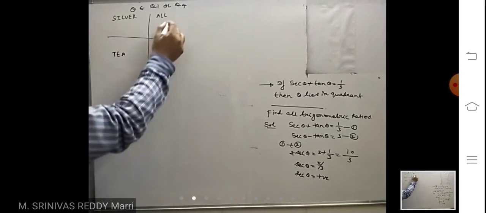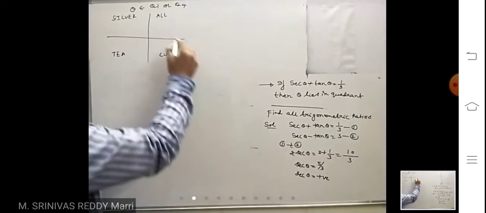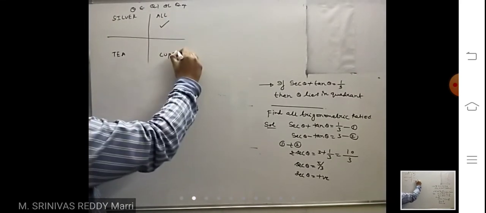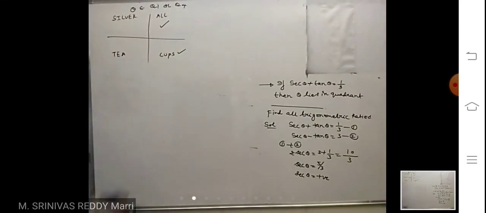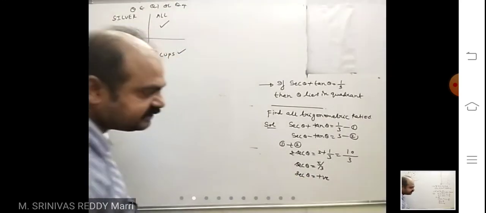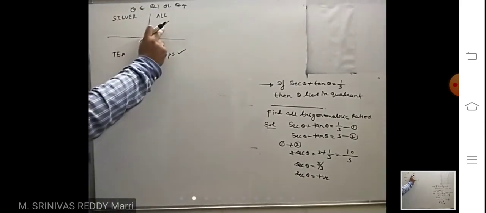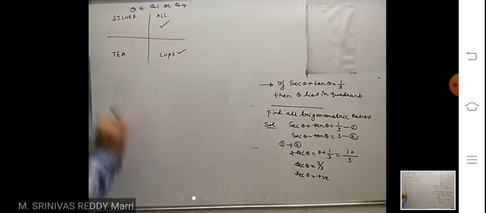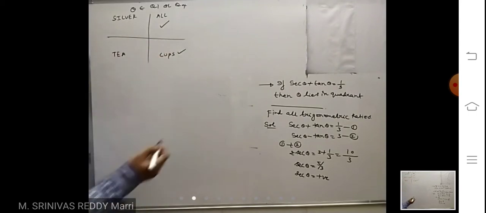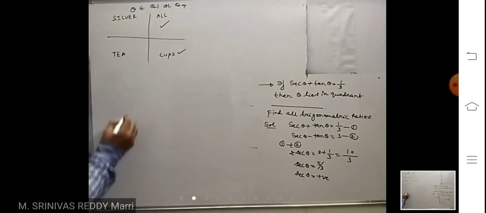So secant theta positive, that means it can lie here or here. You cannot say a unique quadrant. If only one trigonometric ratio is known, you cannot say, because it can lie in this quadrant or this quadrant. Secant theta is positive. Let us try to find another one.